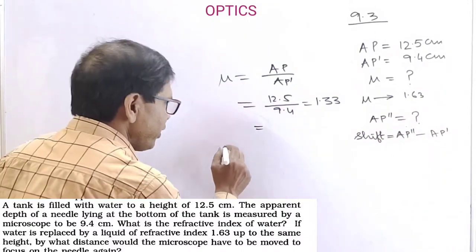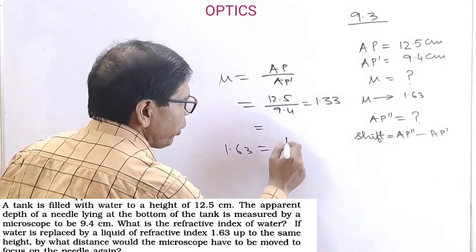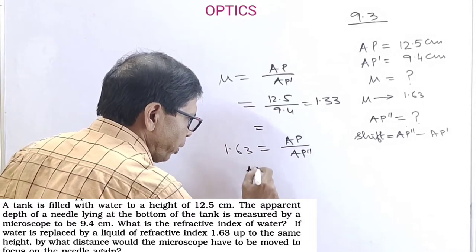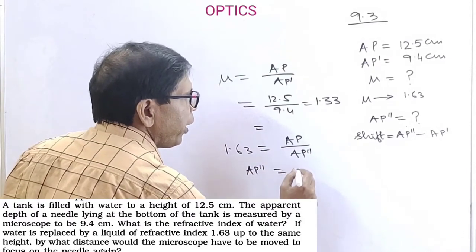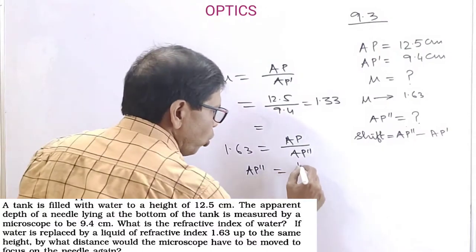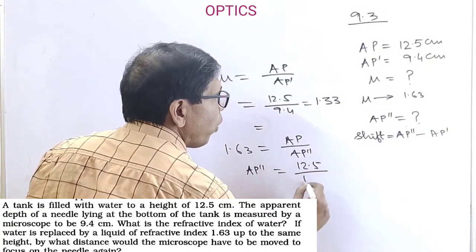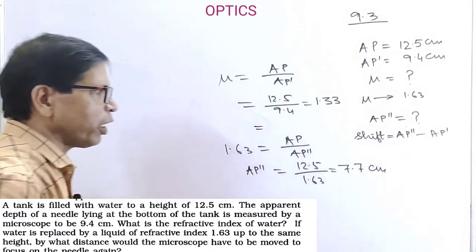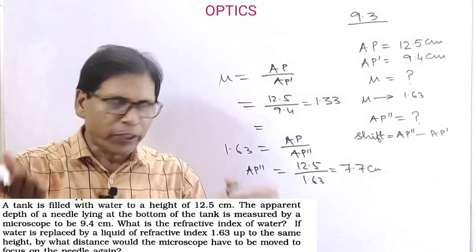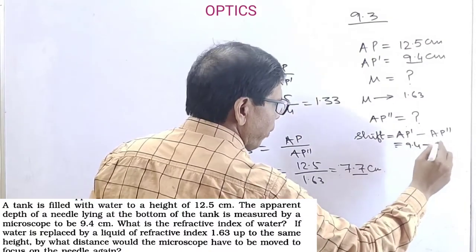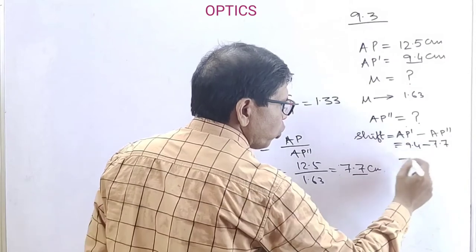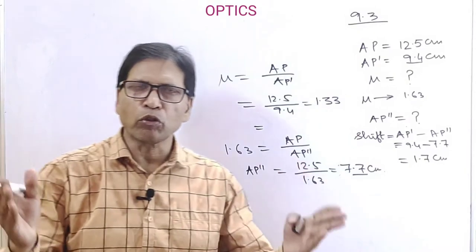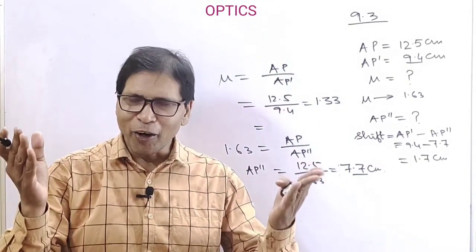Now if this water is replaced by another medium, what will be the apparent depth? So 1.63 equals AP divided by AP double dash. So AP double dash equals 12.5 divided by 1.63, which equals 7.7 centimeter. So the microscope has to be raised. Look at 9.4 minus 7.7, so 1.7 centimeter is the shift of the microscope to focus the object.